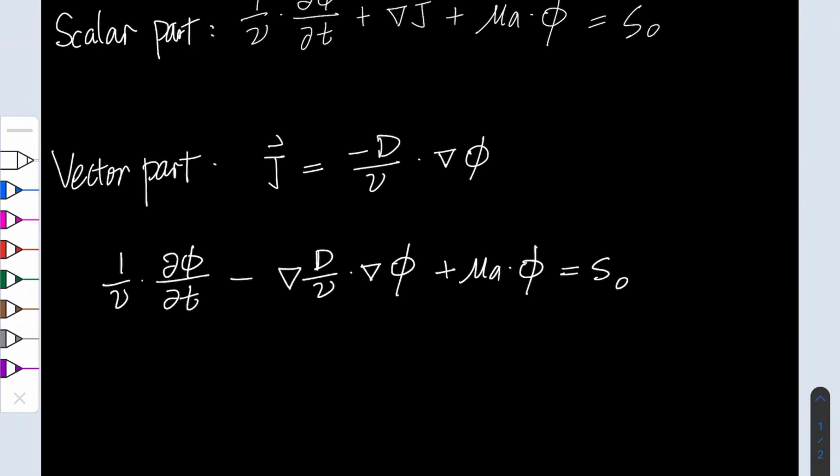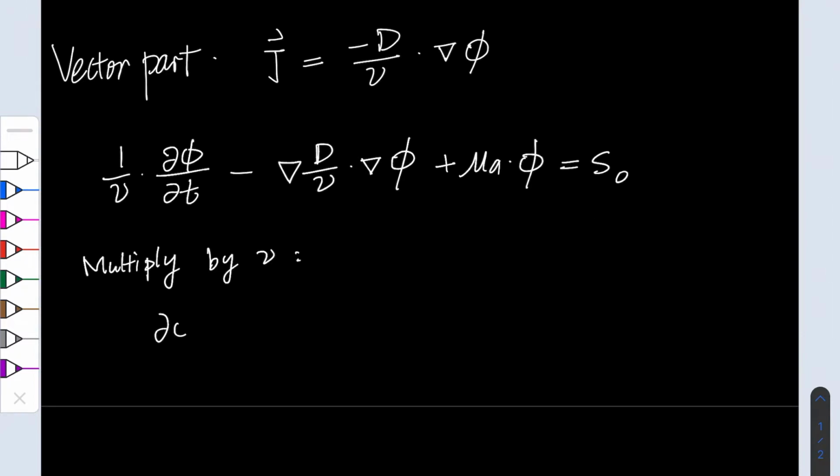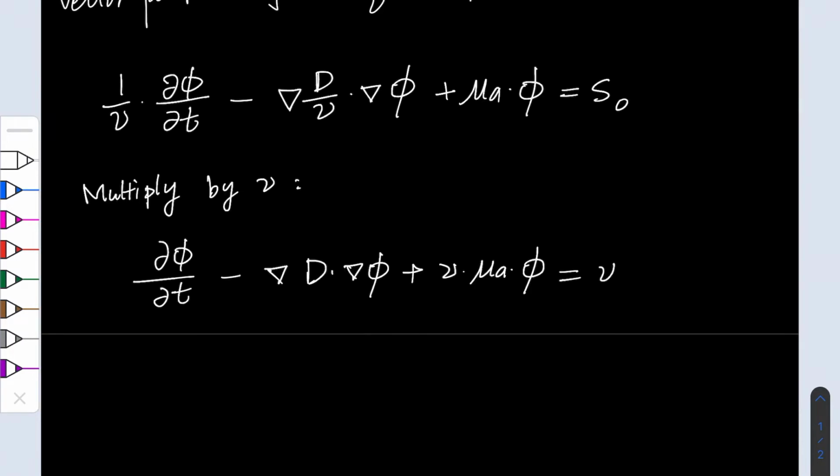So next we multiply by v to each term. So that will be the derivative of phi over t, minus the gradient of D times the gradient of phi, plus v times mu a times phi equals v times S0.